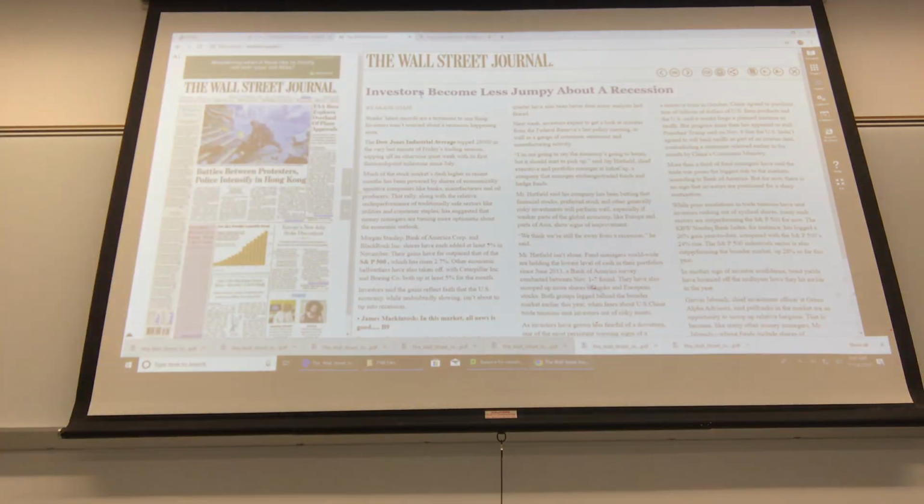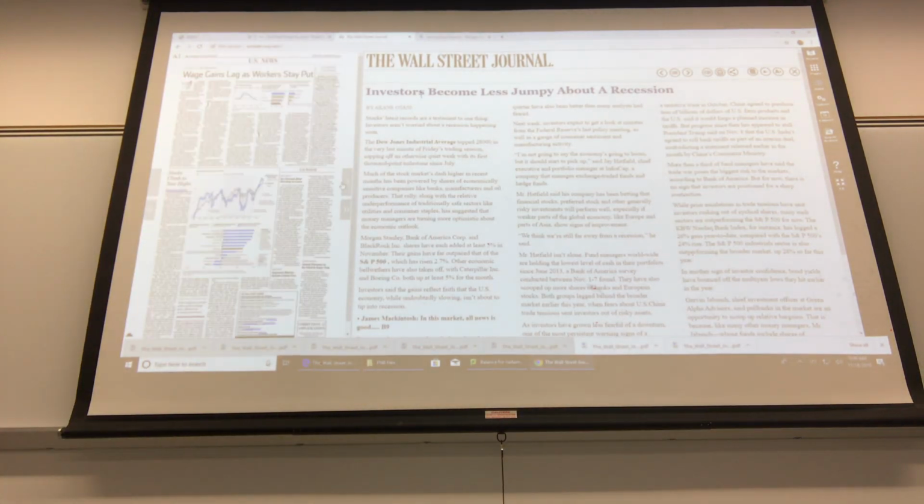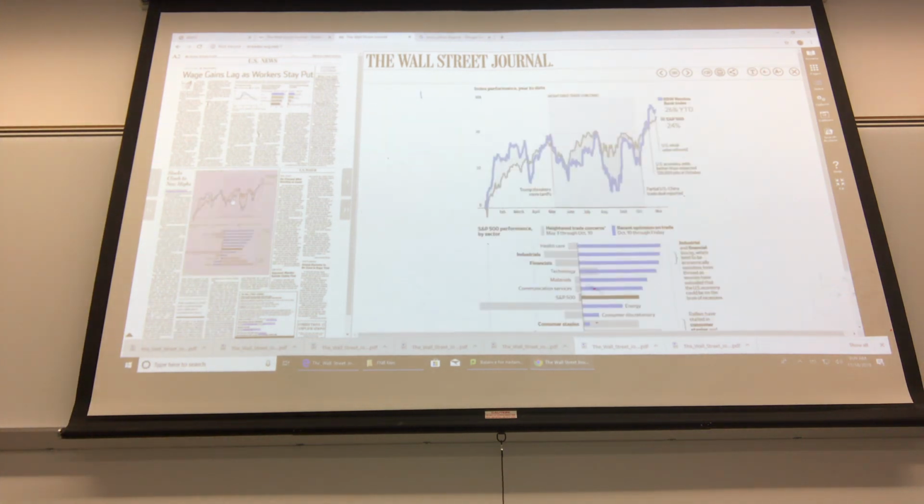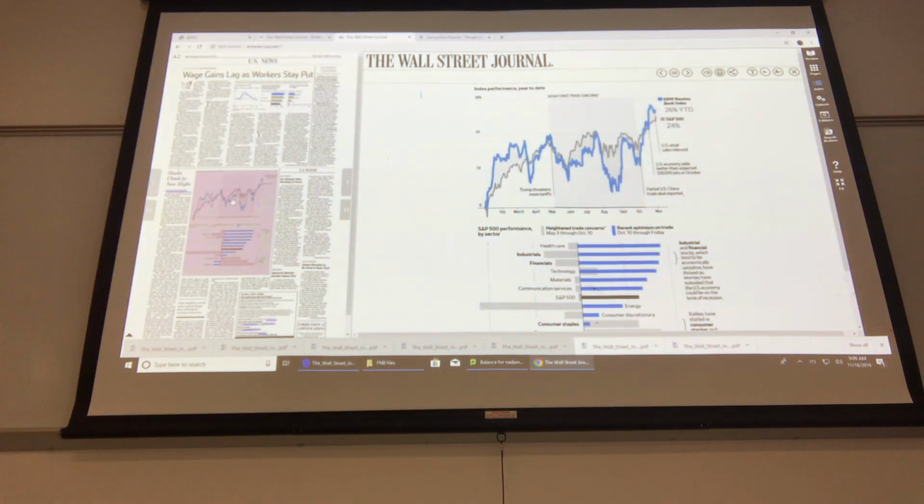Pay attention to what is happening in the second page. In the second page of the paper, this is the article, but this is the graph. Turn on anything you want so you can get a good picture. And it says that things are moving fine.